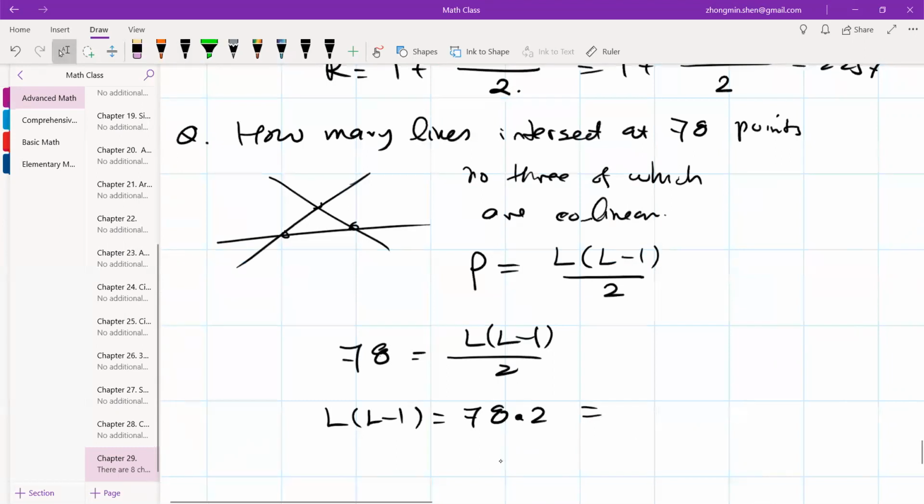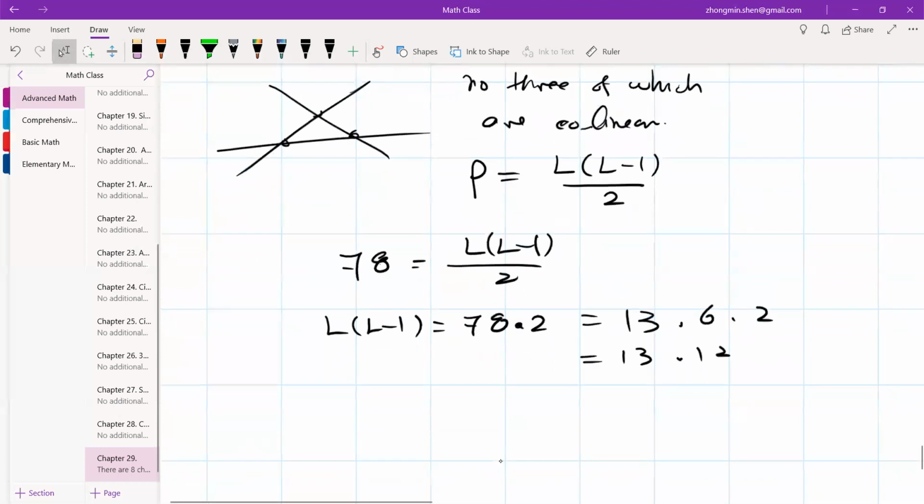So divided by 6, it's 13. First of all, why use 6 to divide it? Because I know 78 is divisible by 2, and I also know it's divisible by 3 because the sum of the 2 digits is 15. So why not just divide by 6? Then I get 13, and that's 12. So that's going to be 13 times 12, and clearly L is going to be 13. So that is the best way to solve the equation in this case.